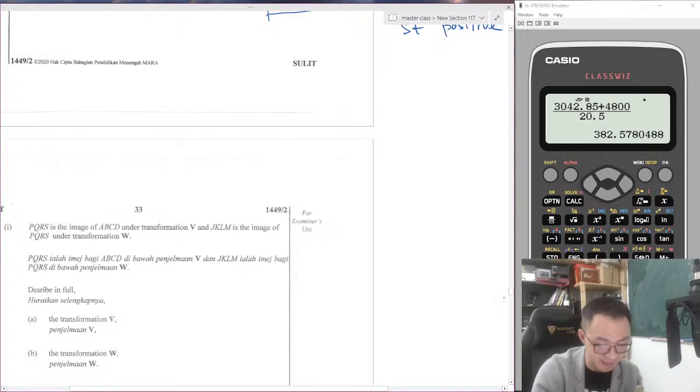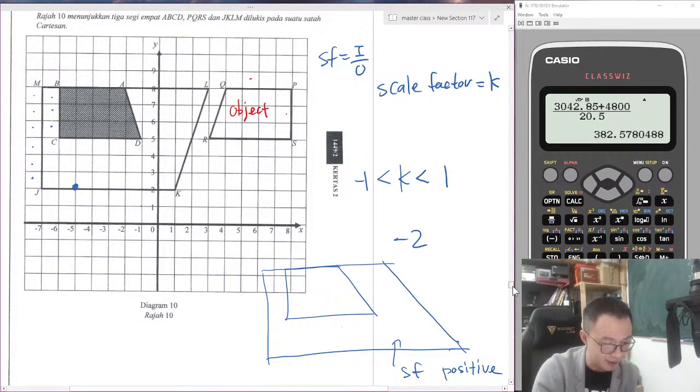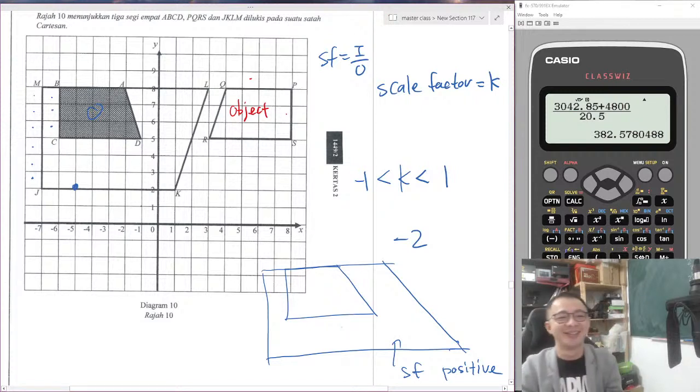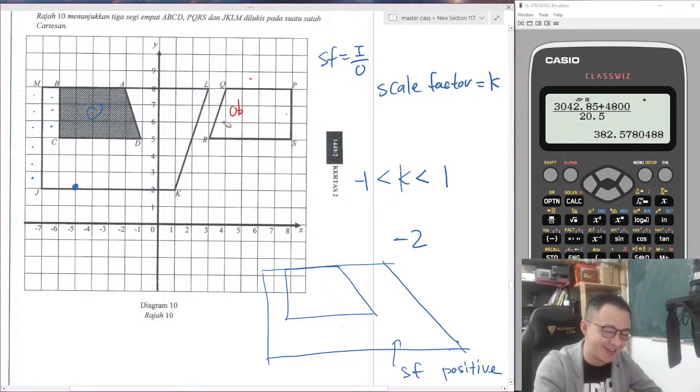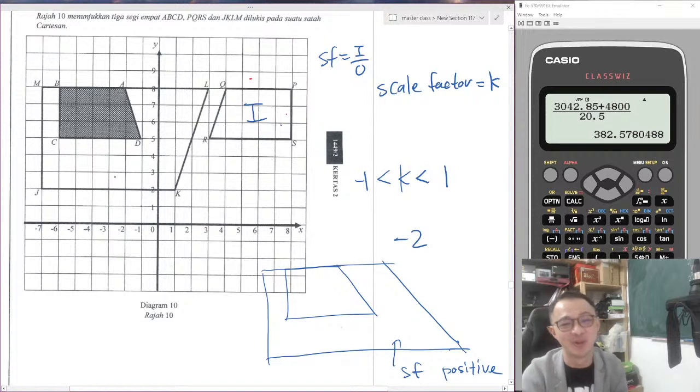PQRS is the image of ABCD. So ABCD will be the object. I should read the question first, because this one is the image. Just now I did it wrongly, because I didn't read the question and went straight to do it.